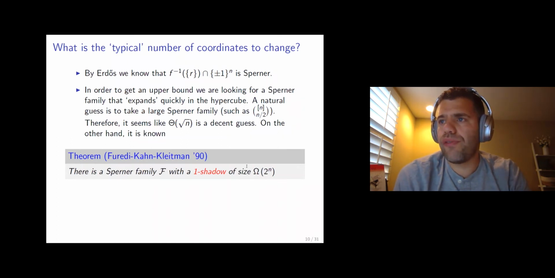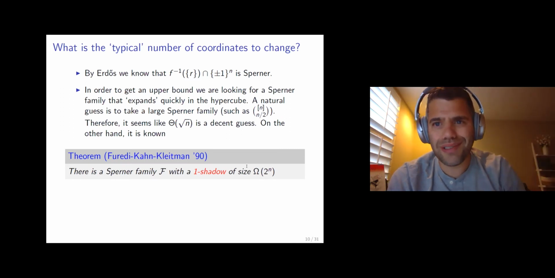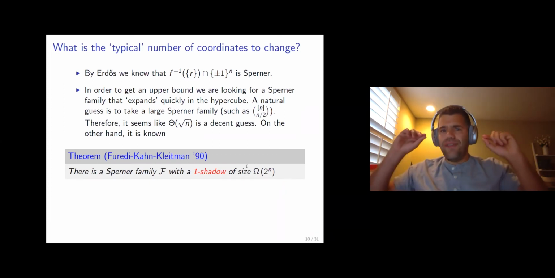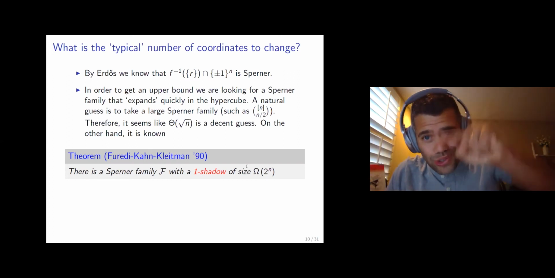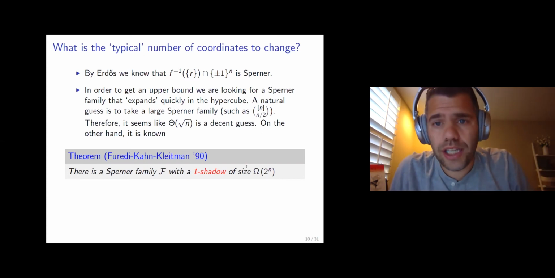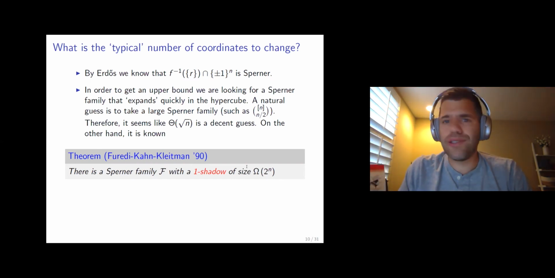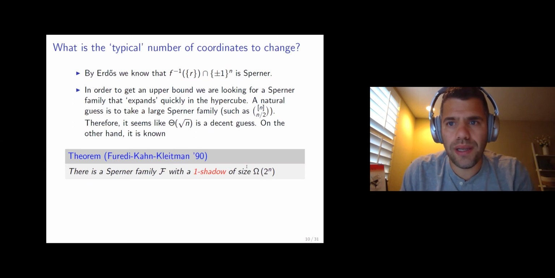But an old theorem of Fourier, Decaan, and Kleitman showed that there is a Sperner family with a one shadow. Don't think about one shadow, just think about Hamming distance one. They showed that there is a Sperner family such that even if you look at the Hamming ball with radius 1, where you're allowed to change only one entry, it already captures a positive proportion of the Boolean hypercube. So theta of square root of n is no longer a decent guess, and maybe a decent guess now is that we are allowed to change only one or constant many entries.